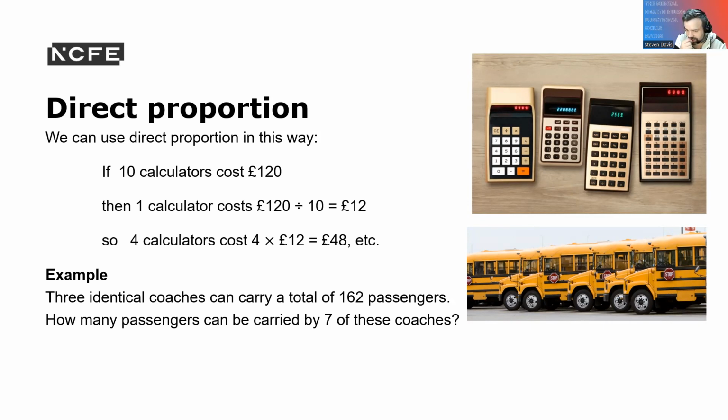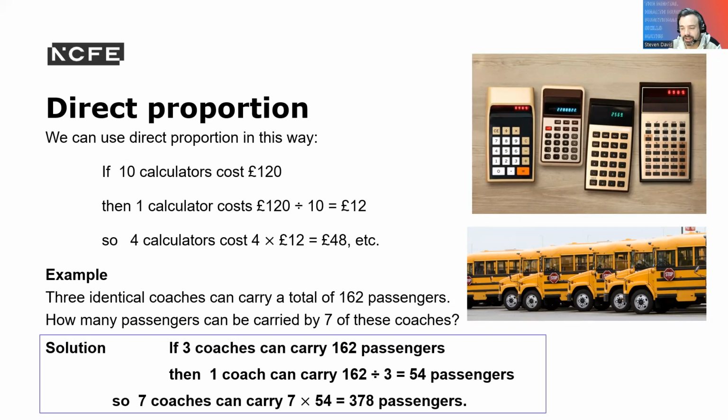These identical coaches carry a total of 162 passengers. How many passengers can be carried by 7 coaches? So again, if 3 coaches can carry 162 passengers, then one coach can carry 162 divided by 3, that equals 54 passengers. So 7 coaches can carry 7 times 54 equals 378 passengers. So hopefully you can see where that comes from. Yeah, good.